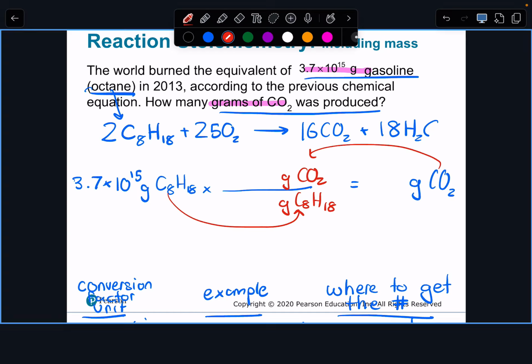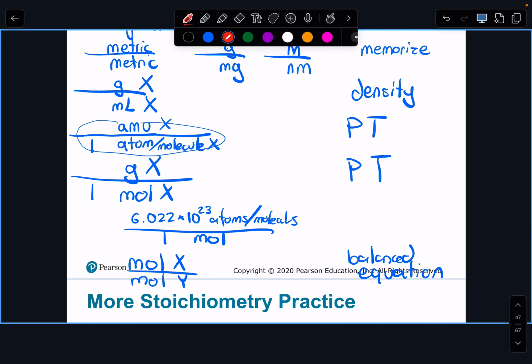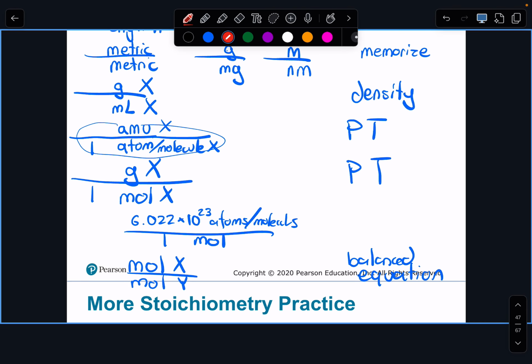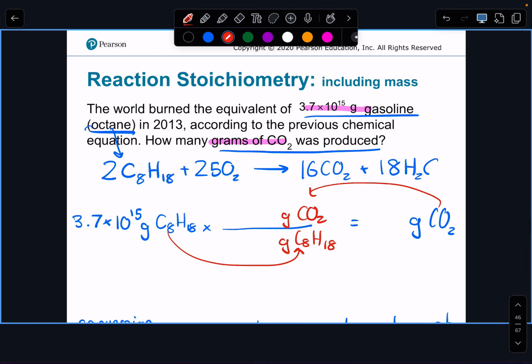And then you pause and you say, do I know a conversion factor that gets me from grams of CO2 to grams of C8H18? No. Go back to this list. Have we ever compared grams to grams? There was actually one time. I feel like I just want to take that out of the unit because it's confusing. But ignore that time if you know what I'm talking about. We don't ever compare grams of one thing to grams of another to use a balanced chemical equation. It's just not one on our list, okay?